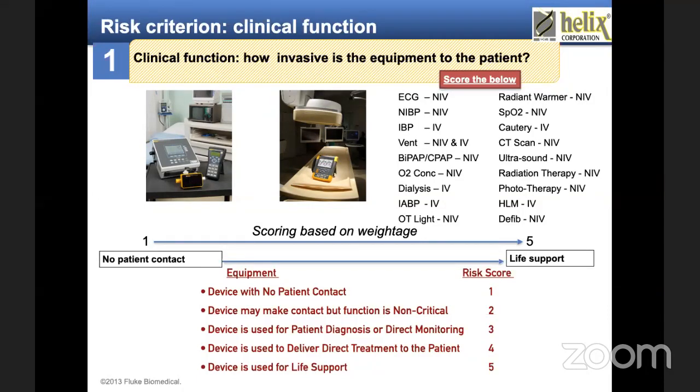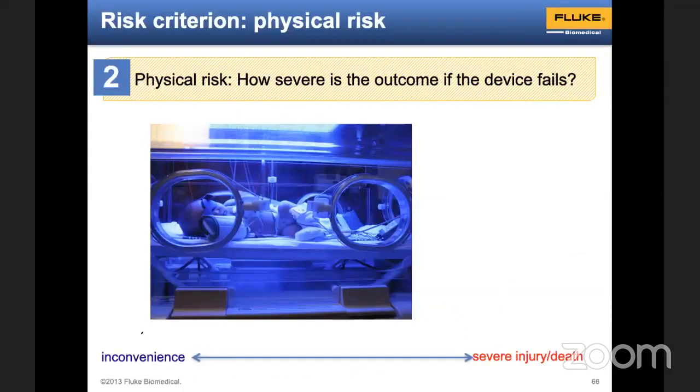How invasive is the machine? A ventilator, the life support, it is 5. The scoring is 5 for the ventilator, IABP, dialysis machine, and heart lung machine or whatever it is. So we have to take one machine at a time and give a score. The score is 5.